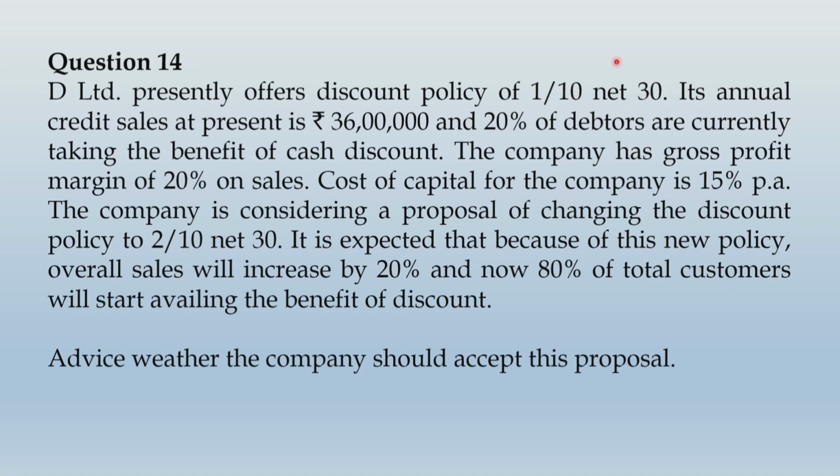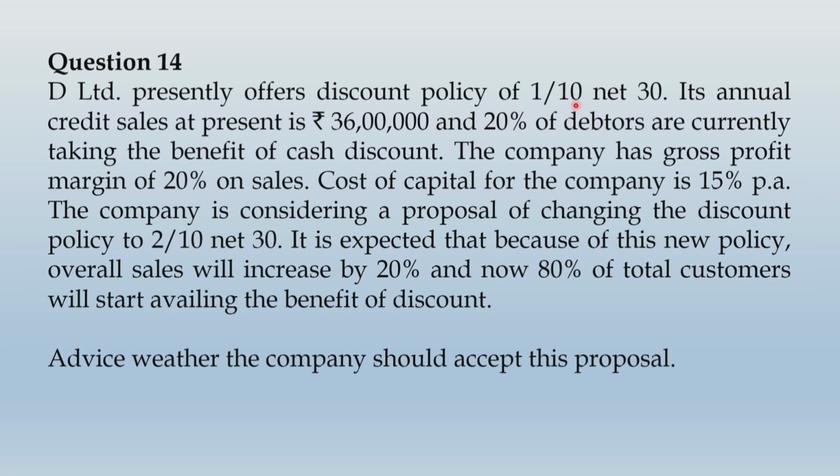Let us recollect how do you interpret this line. 1/10 net 30, it would mean the credit period is 30 days. However, if the payment is made within 10 days, the customer will be eligible for 1% cash discount. Further given, its annual credit sales at present is rupees 36 lakhs and 20% of debtors are currently taking the benefit of cash discount. Now, this line is very, very important in the question. Out of all your customers, 20% people are taking advantage of this policy. Means 20% customers are making payment within 10 days.